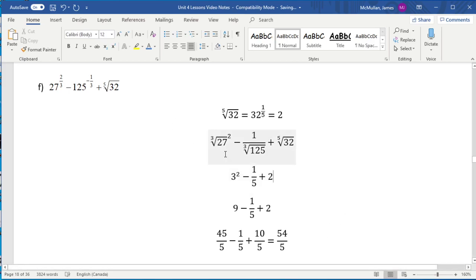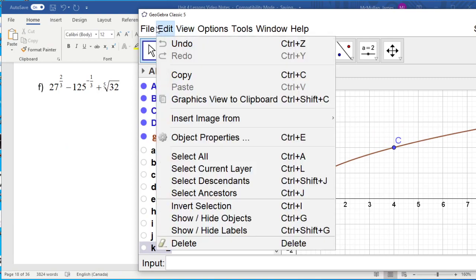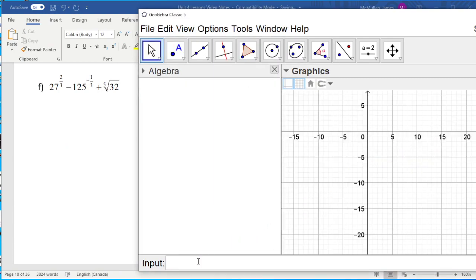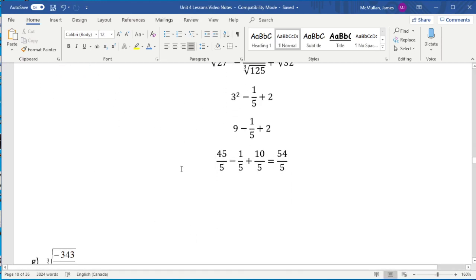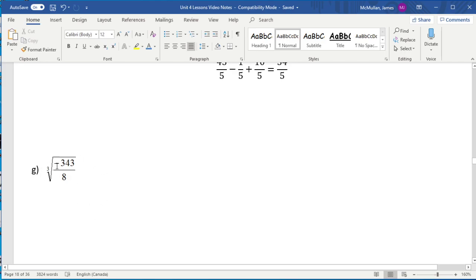Let's check it. So let's type it in just to get in the habit of doing this. 27 to the power of 2/3 was the 9. 125 to the power of negative 1/3 is the 1 over 5. And then 32 to the power of 1/5 is 2. So we have A minus B plus C, and we get the 54 over 5 that we thought.